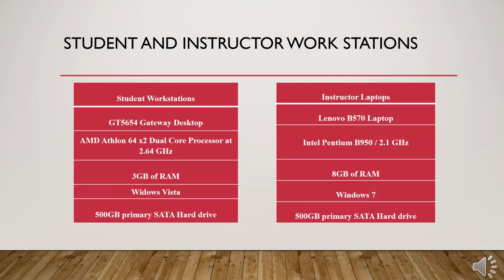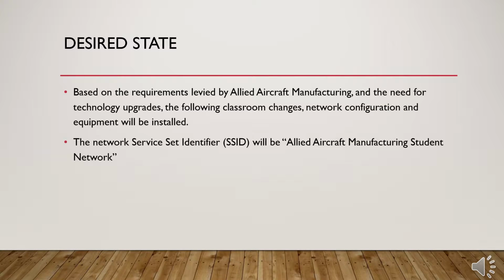The instructor workstations are powered by a Lenovo B570 laptop with a 2.1 GHz Intel Pentium B950 processor and 8 GB of memory. Based on Allied Aircraft Manufacturing's new training guidelines, there is a need to upgrade the technological equipment, network, and to add wireless support. The new network service set identifier will be Allied Aircraft Manufacturing Student Network.